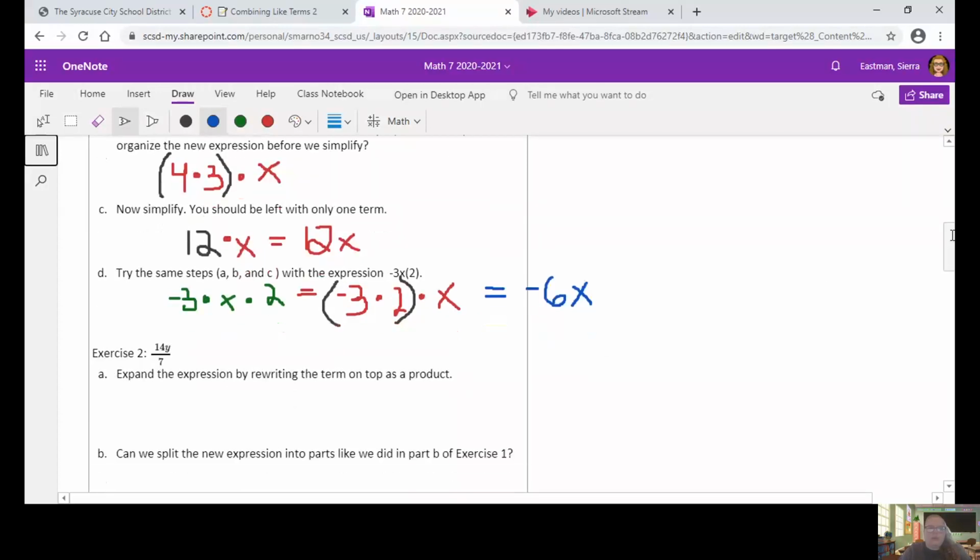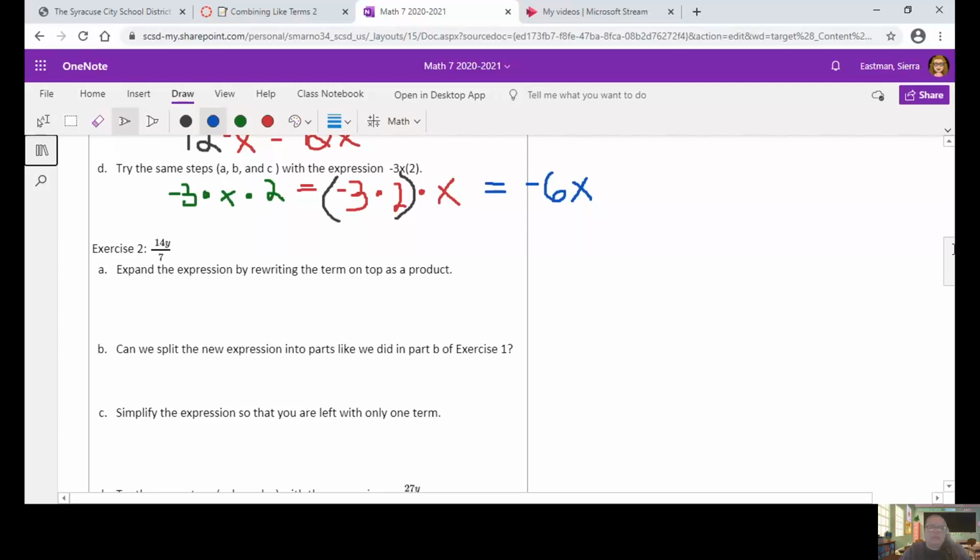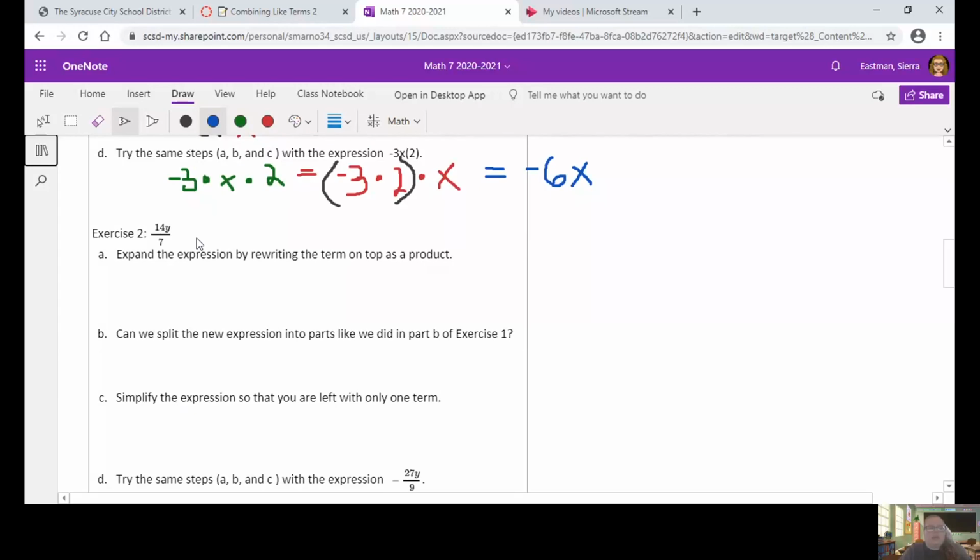Exercise 2 is going to be using those same 3 steps, but with division. The first thing that they want us to do is expand the expression by rewriting the top term as a product. So very similar to what we did in the first step here. We just want to make sure that multiplication symbol is clear between the 14 and the y. And then my division line and my 7 stay the same.